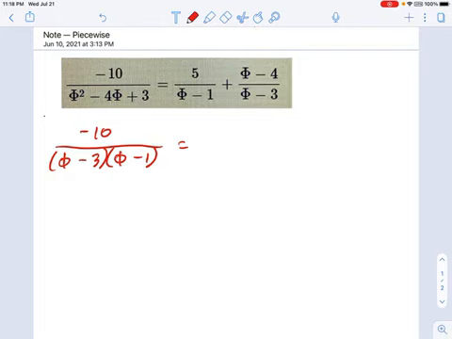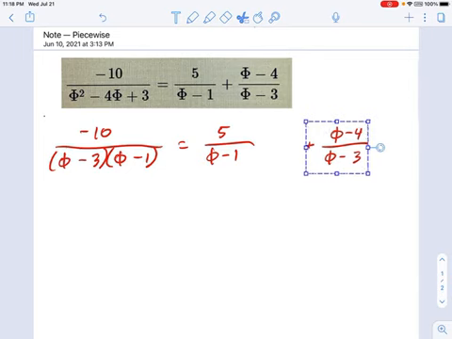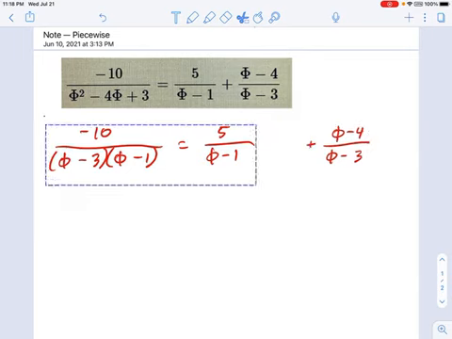Okay, so I'm going to keep on writing here. 5 over phi minus 1 and plus phi minus 4 over phi minus 3. And let's just move this guy over a little bit. I want to have room for what we need to do next.